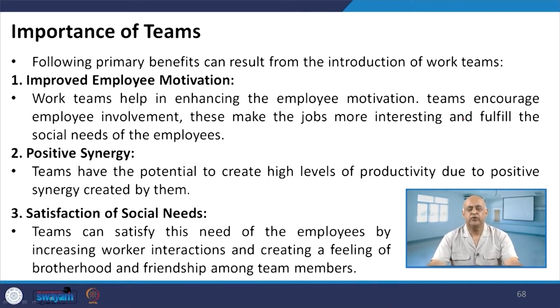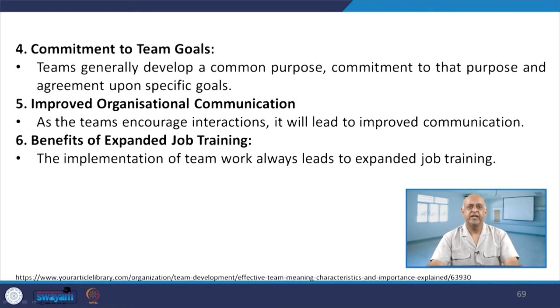As we know, when we talk about the motivational level, after the physiological and safety needs according to Maslow, the social needs become very, very important. The social needs are met by working together and having association, and whenever the team members have association, their social needs are fulfilled. Commitment to team goals: teams generally develop a common purpose, which we have mentioned as the goal, commitment to that purpose, and agreement upon the specific goals.